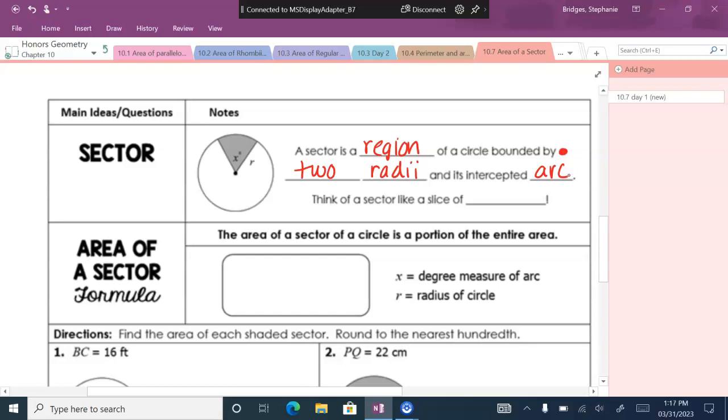Okay, you don't have to write this last sentence down here. The one that I circled, you do not have to write it. A sector is a region of a circle bounded by 2 radii and the intercepted arc.